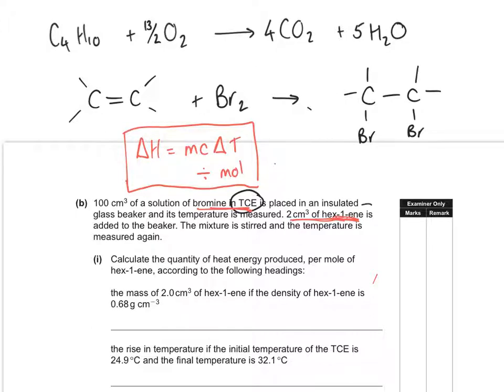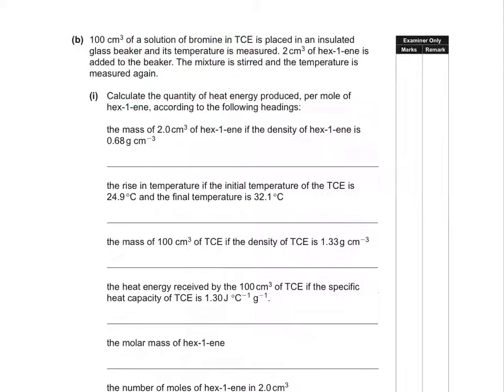How the question might throw you off is that the very first question asks you to work out the mass of hexene. We will need it later on, so we'll calculate it as the question asks, but it's not really the first part of our calculation. So it asks us to calculate the mass of hexene if the density is 0.68 grams per centimetre cubed. Well, you need to know your equation, that density is mass over volume. Rearrange that equation and you get that mass equals density times the volume.